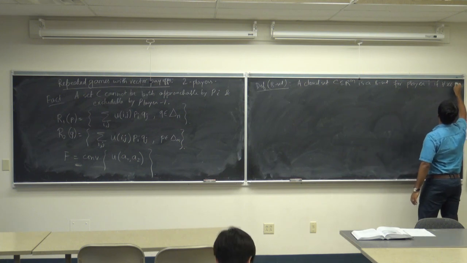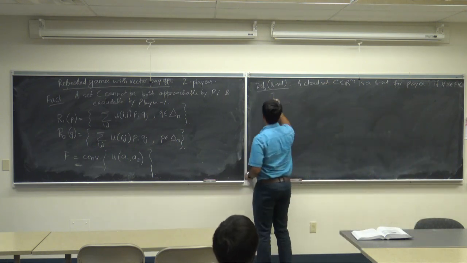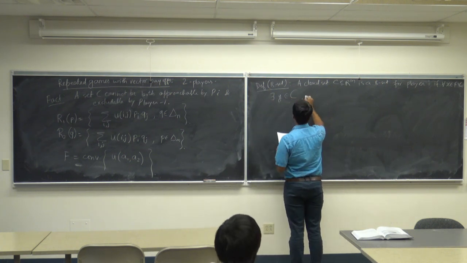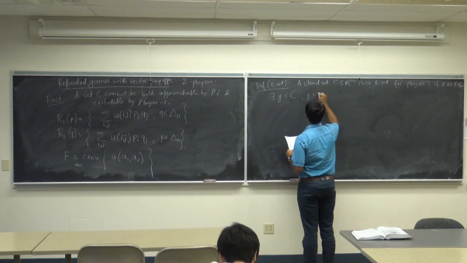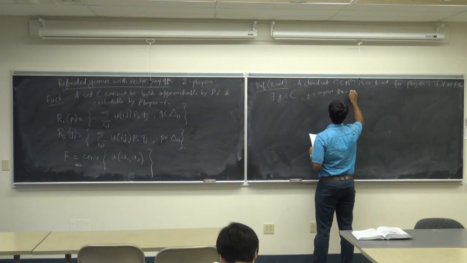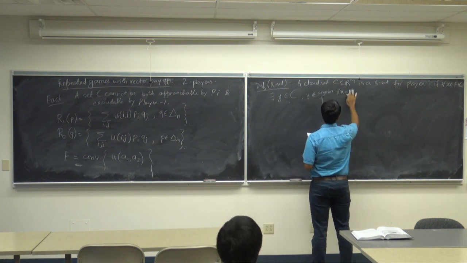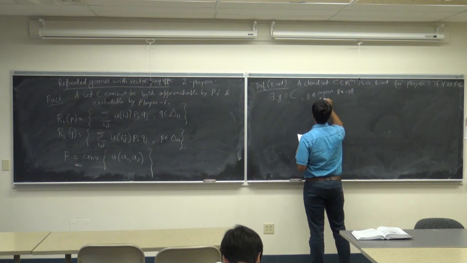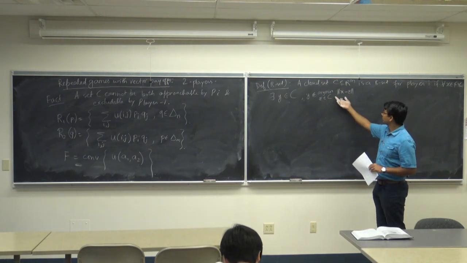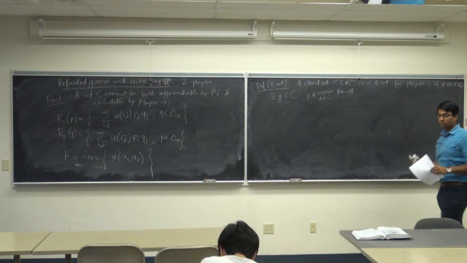If for every x in F minus C, there exists a y in C, where y is in the argmin of the norm of x minus z, with z in C. So this could have multiple values. The projection of x onto the set C can have multiple values, so y has to be one of those values.